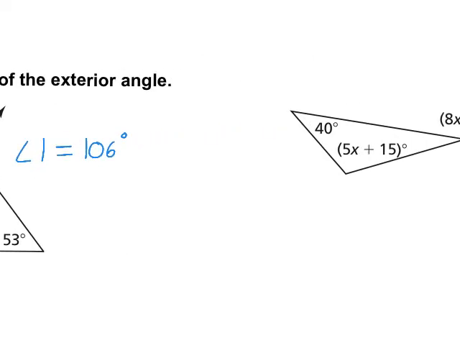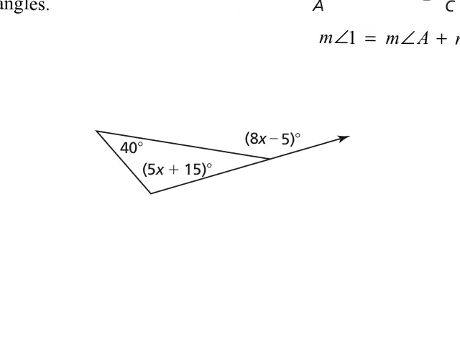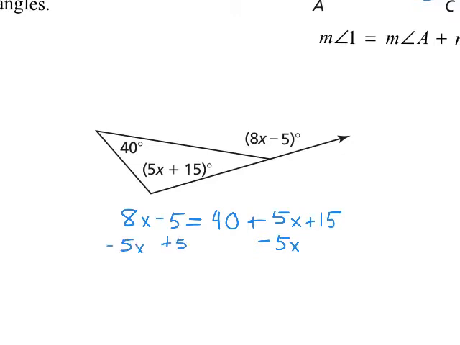Okay, then let's look over here at the second one, a little more complicated. So we know this 8x minus 5 should be equal to the sum of the two non-adjacent interiors. Okay, so 5x plus 15. Okay, so then I just need to simplify. So if I subtract 5x over here to the left, add 5 over here to the right, so that's gone and that's gone. I'm left with 3x. Over on the right I have 40, 55, 60. Divide by 3, and x is 20.